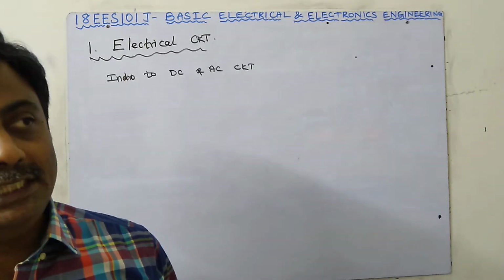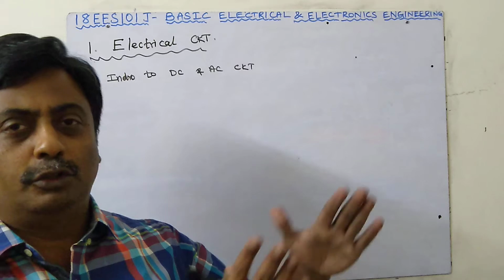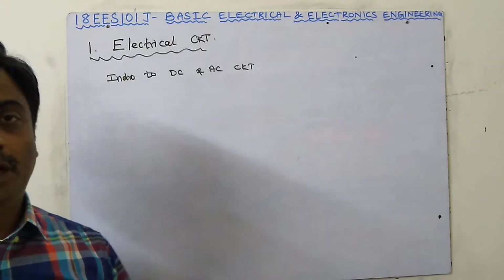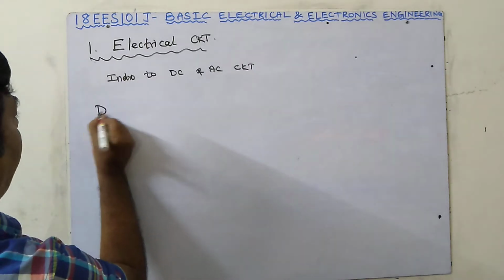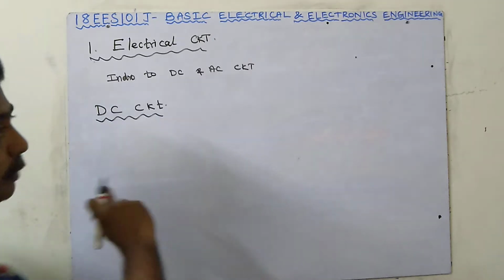So what is the difference between DC and AC? You have already studied all those things in physics. We are going to see more about this. First I am talking about the DC circuit. What is meant by circuit? A circuit is normally a closed path. It should be a closed path.